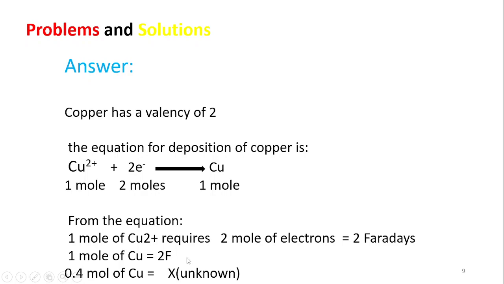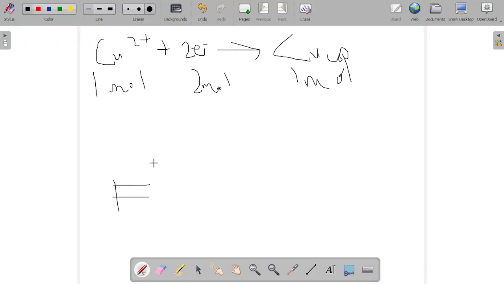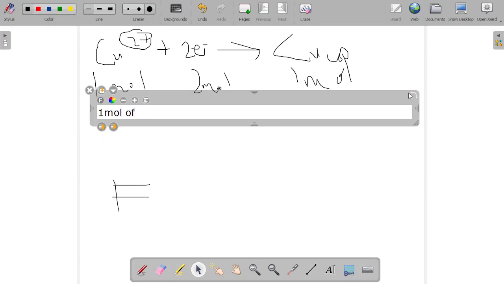What does this sentence imply? It implies that 1 mole of copper ions requires 2 moles of electrons, and that's actually correct, because here it is the 2 moles of electrons they are referring to. So let's put that down here. You have 1 mole of copper ion requires 2 moles of electrons.